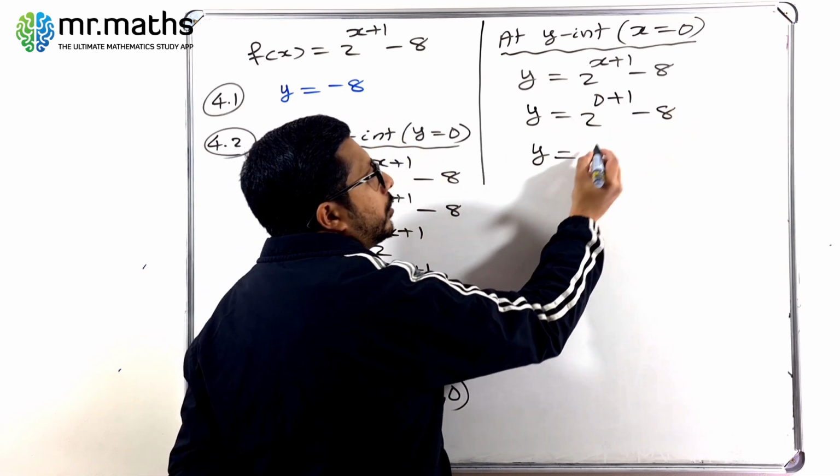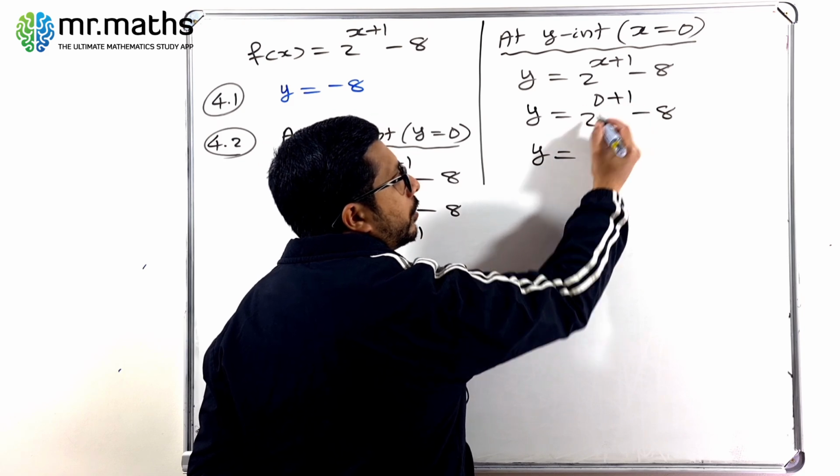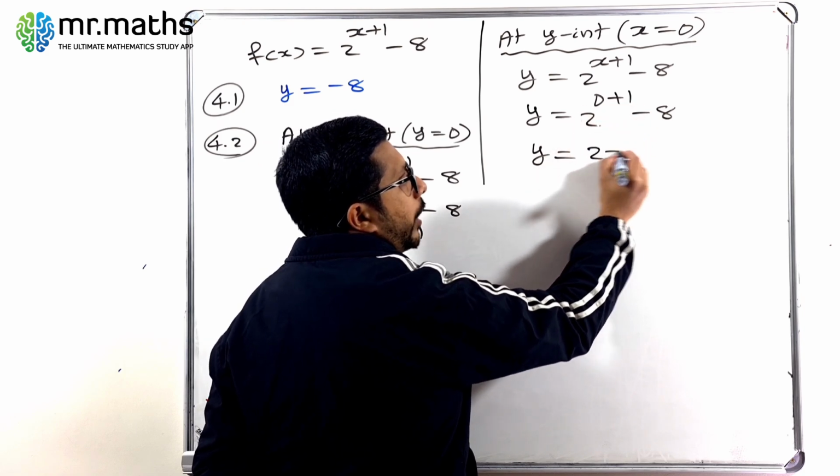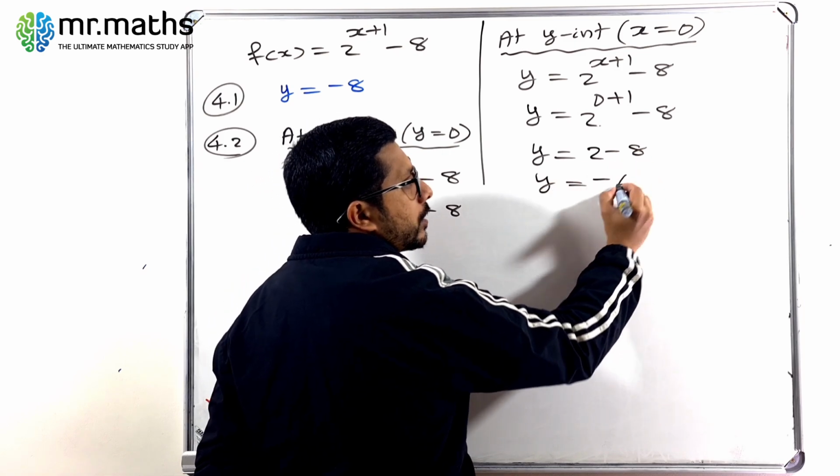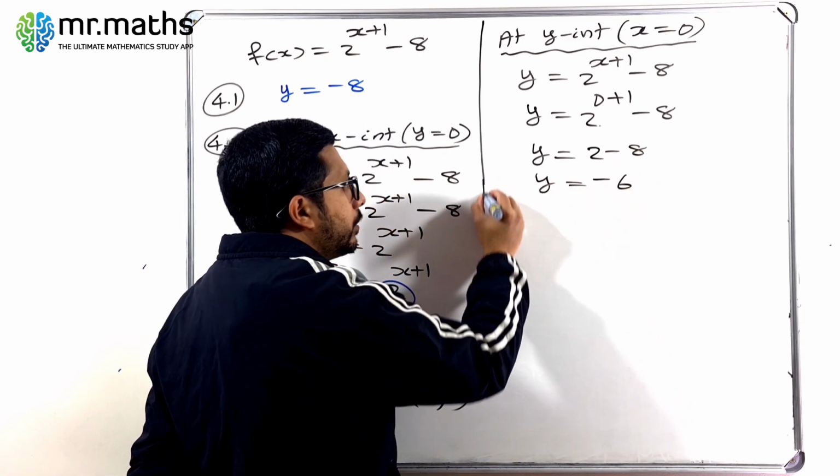So y is equal to 2 raised to 0 plus 1, which is 1. 2 raised to 1 is 2. So it is 2 minus 8. What is 2 minus 8? 2 minus 8 is minus 6. So what is the coordinate?